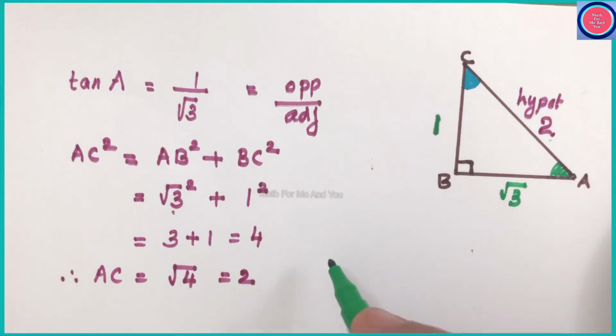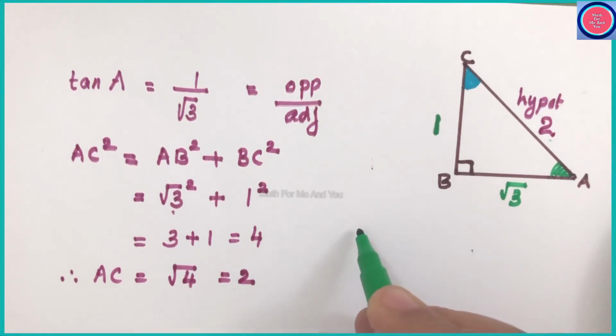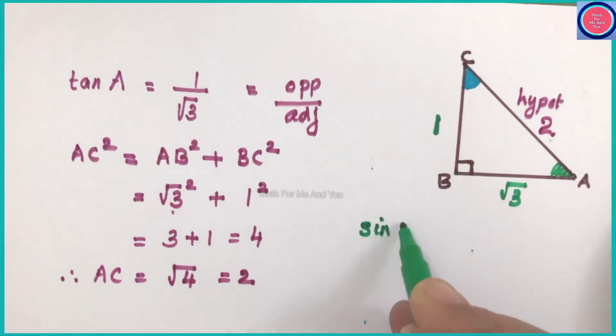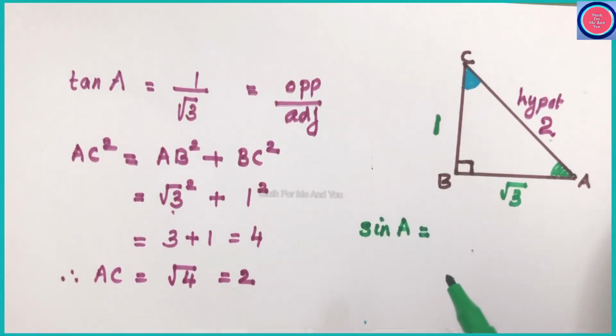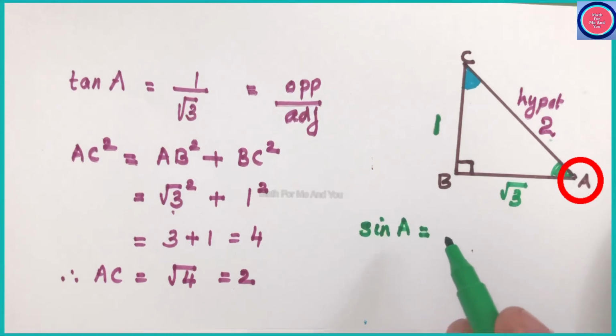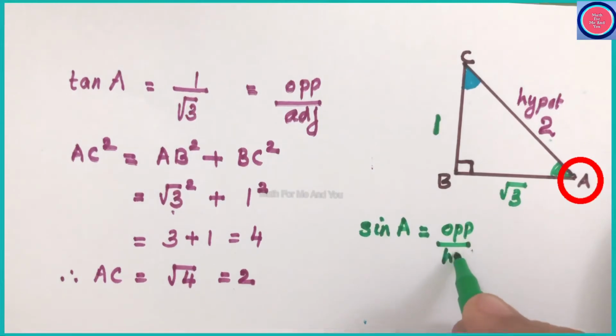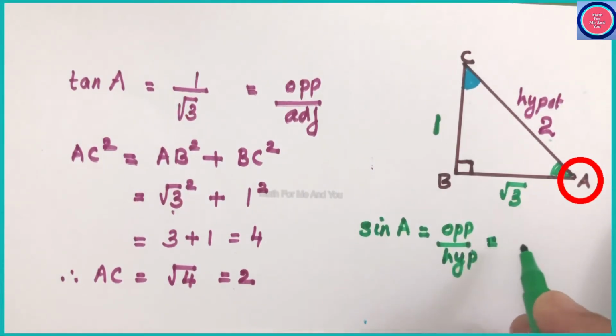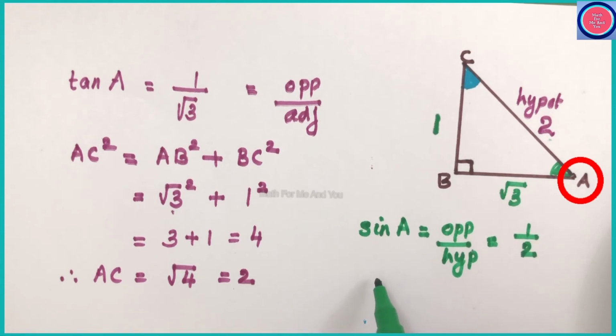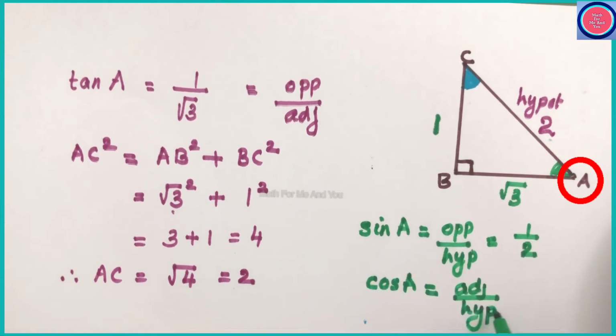Now we can write the ratios sin A and cos A. After that, when we consider angle C, we can write sin C and cos C. Now consider angle A. Sin A, the side opposite to angle A, that is 1 unit, divided by hypotenuse. So we get the ratio 1 by 2. Now we can write cos A using the same angle. Adjacent side to angle A divided by hypotenuse, so we get here the ratio root 3 divided by 2.